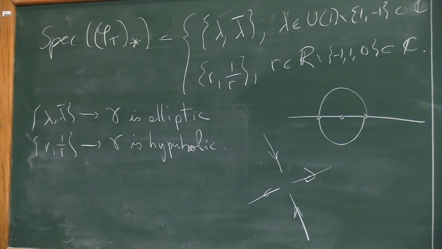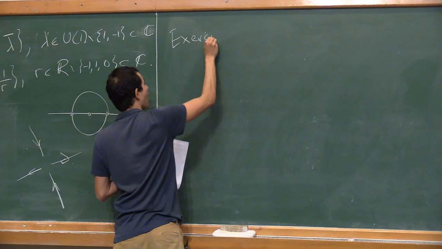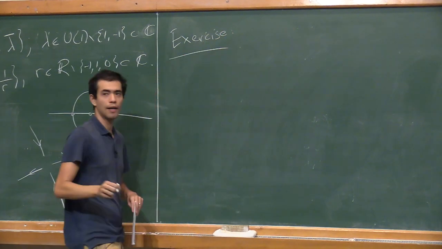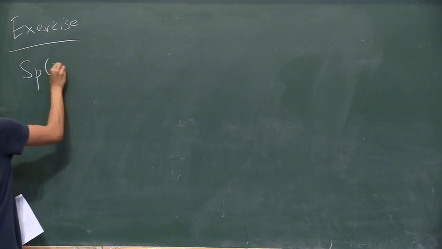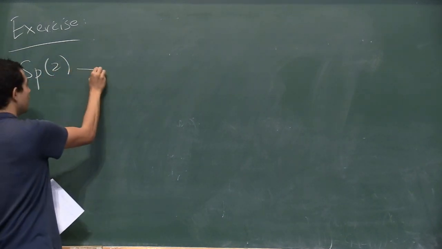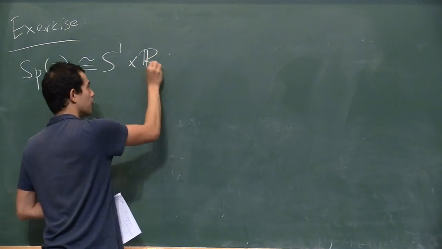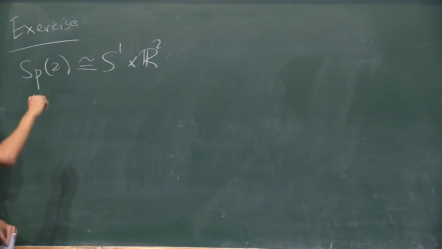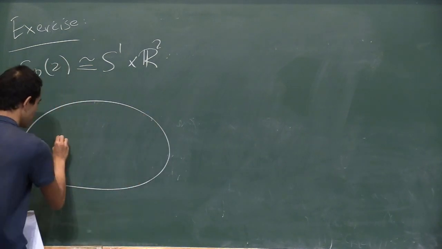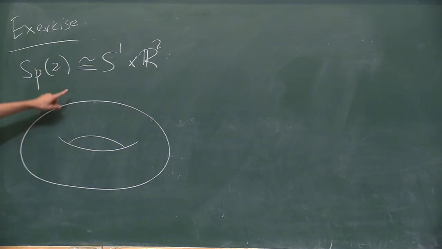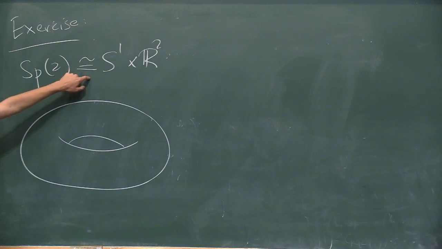So if you're bored, or if you like calculations, here's an exercise. The space of 2x2 symplectic matrices is diffeomorphic to S1 times R2. You can get this by using the polar decomposition that Enrique told you about on Monday morning. If you think about it a little bit, you can get this diffeomorphism.